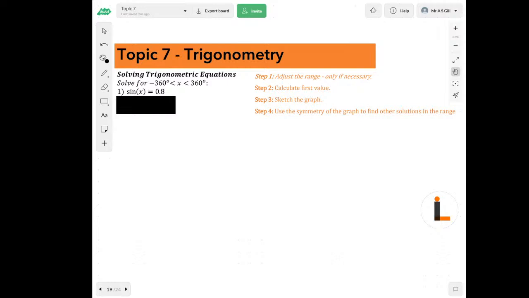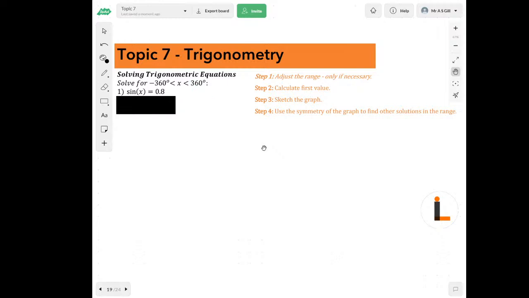Okay. So step 1, adjust the range only if necessary. What we mean by this is when the angle that our trigonometric function is being applied to does not match the angle given in the range. So here, x and x match. But if this question was instead written as sine 2x is equal to 0.8, 2x and x don't match. So in this situation, we would adjust the range. But we're going to come into those types of questions a bit later on.